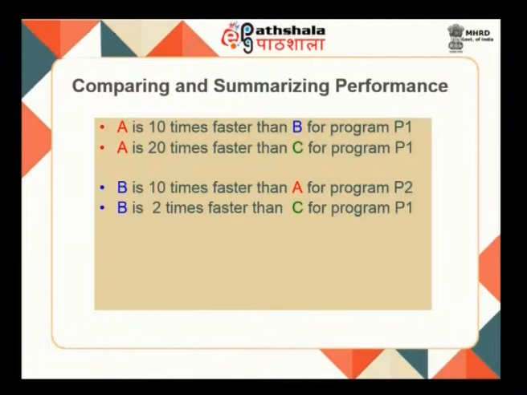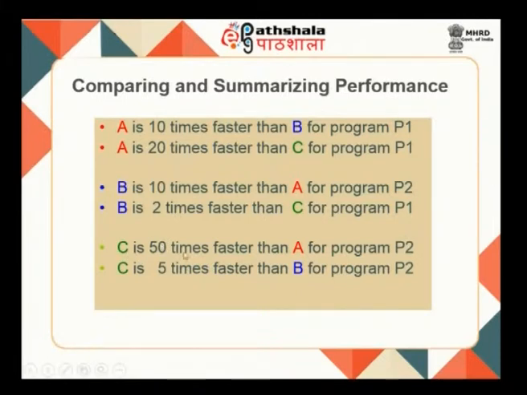If you look at the individual programs, you know that A is 10 times faster than B for program 1. You also know that A is 20 times faster than C for program 1. Similarly, processor B is 10 times faster than processor A for program 2, and processor B is 2 times faster than processor C for program 1. And with respect to processor C, you know that C is 50 times faster than A for program 2, and C is 5 times faster than processor B for program 2.